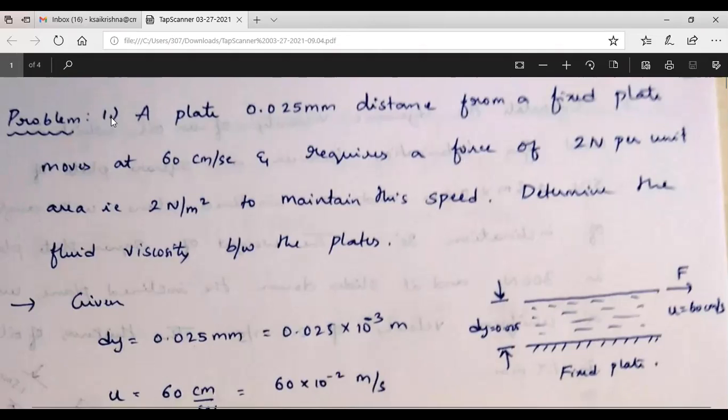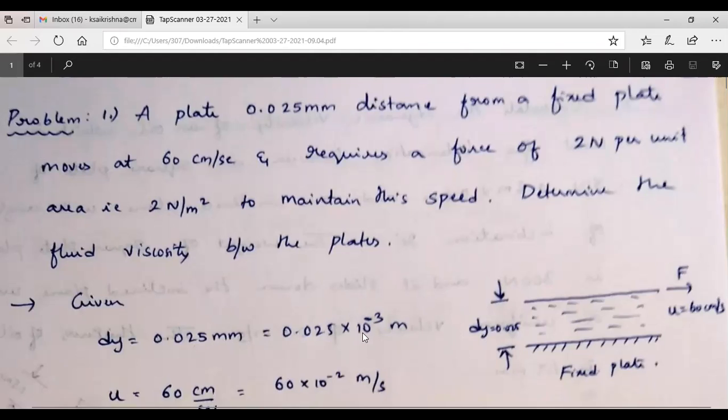And now you see what the given data from the question are. So what he said, 0.025 mm is the distance between two plates. So the gap between these two plates we have to consider as dy. So dy is given, that is 0.025 mm. This mm you have to convert in terms of meters. So 1 meter equal to how much mm? 1 meter equal to 1000 mm.